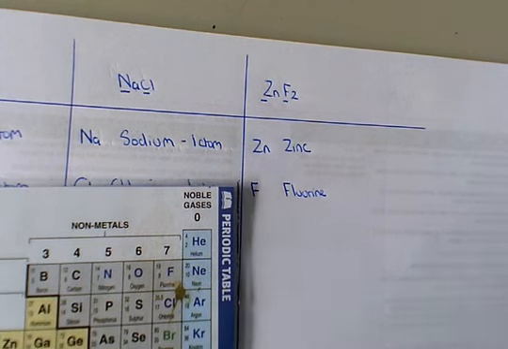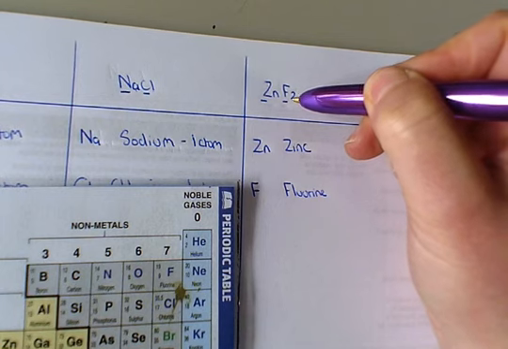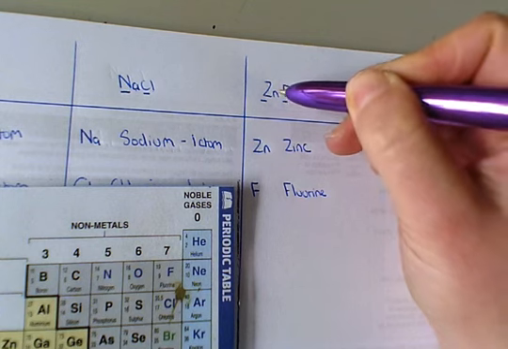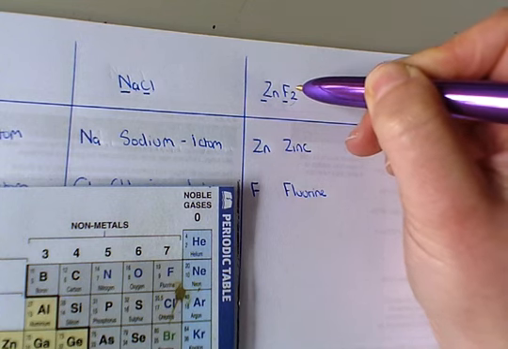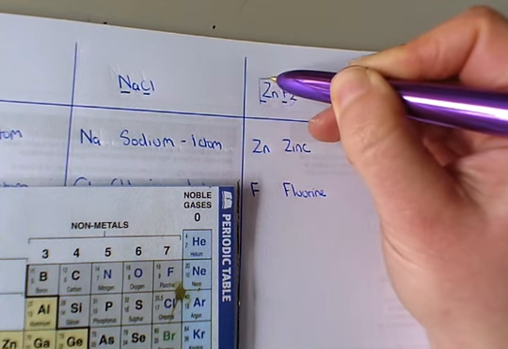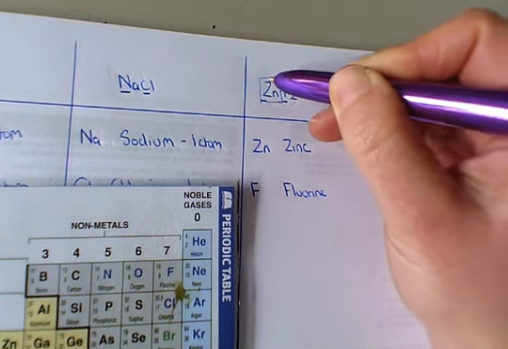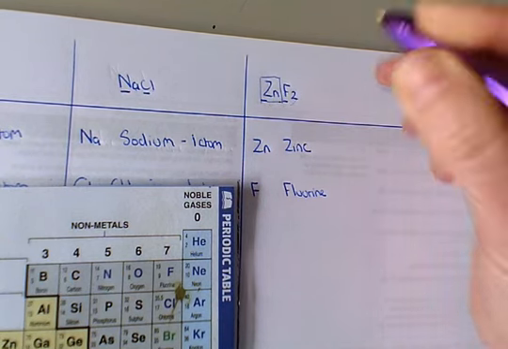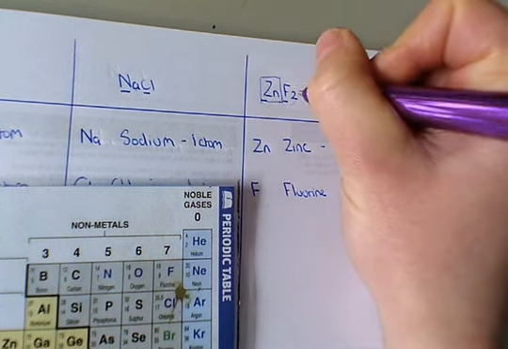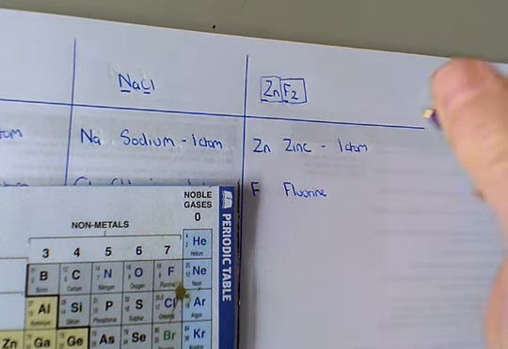Now this formula is different to the other two insofar as it has a number present. So the number is sitting directly beside the F. So it only applies to the F. There is no small number beside the zinc. If I draw a little box around it, you can see there is no small number there. So that simply means that there is one atom of zinc, but there are two of fluorine.